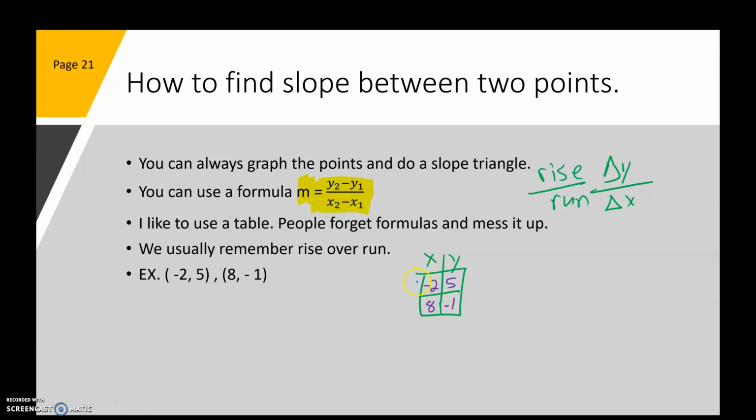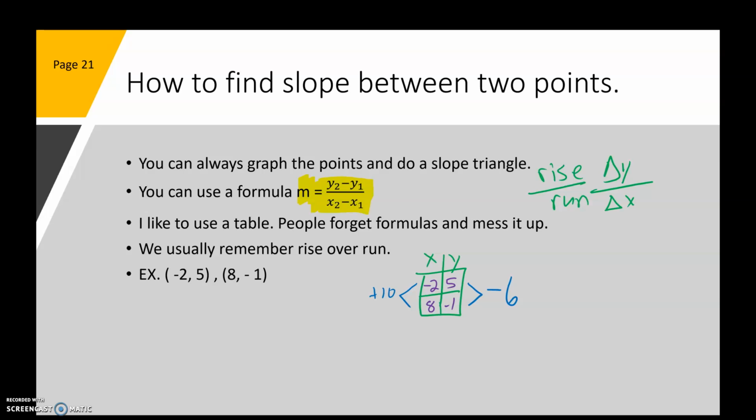To go from my x's, so my change in x, to go from -2 to 8, I had to go up. Well, -2 to 0 is 2 counts, and 0 to 8 is 8 counts. So 8 and 2, it had to go up 10. So the x went a positive 10. The y went from 5 to -1. Holy cow, that went down. So that's a negative. And how much did it go down? Well, 5 to 0 is 5, and -1 is one more, so it's -6.